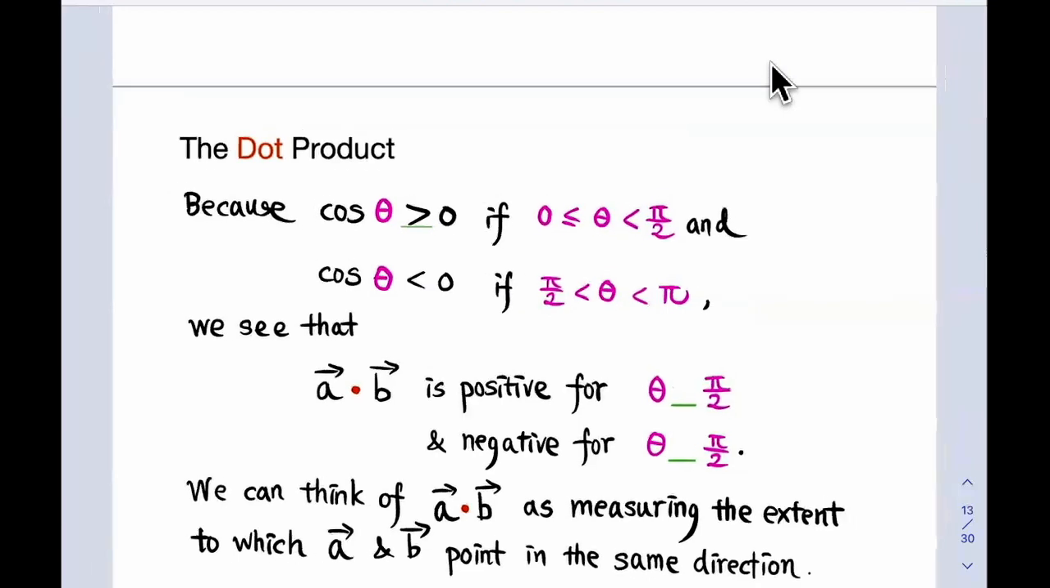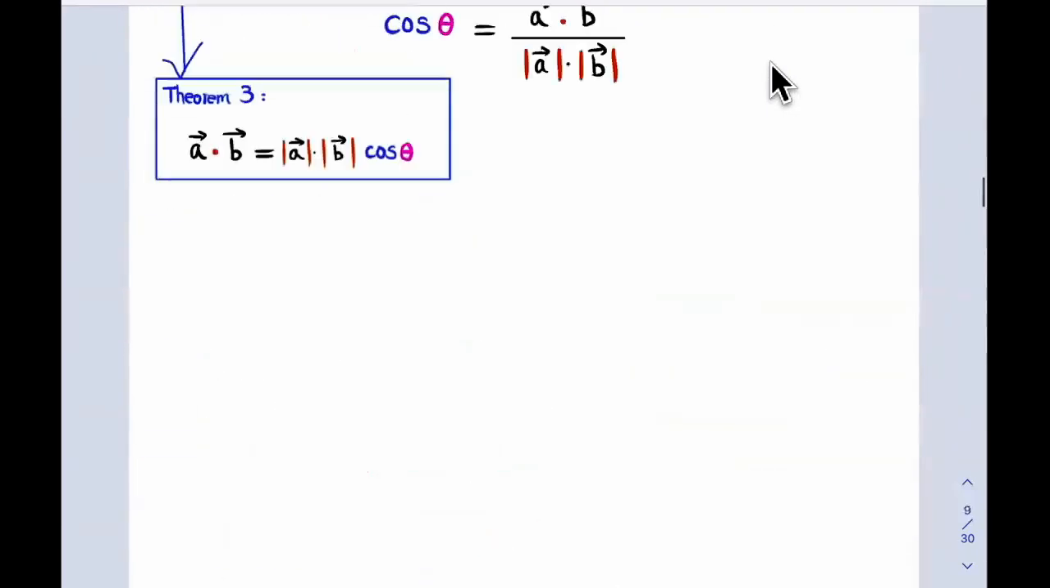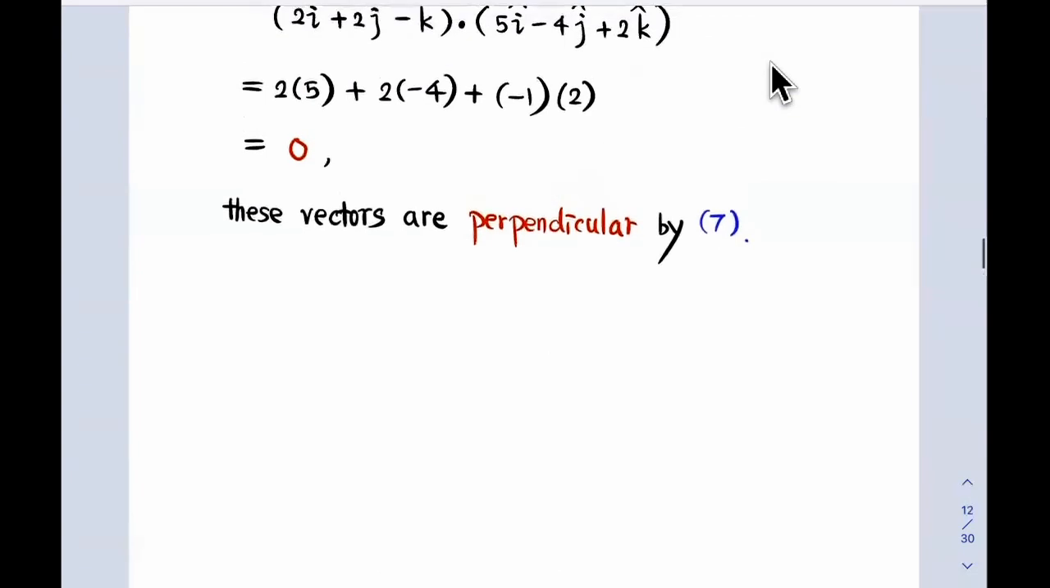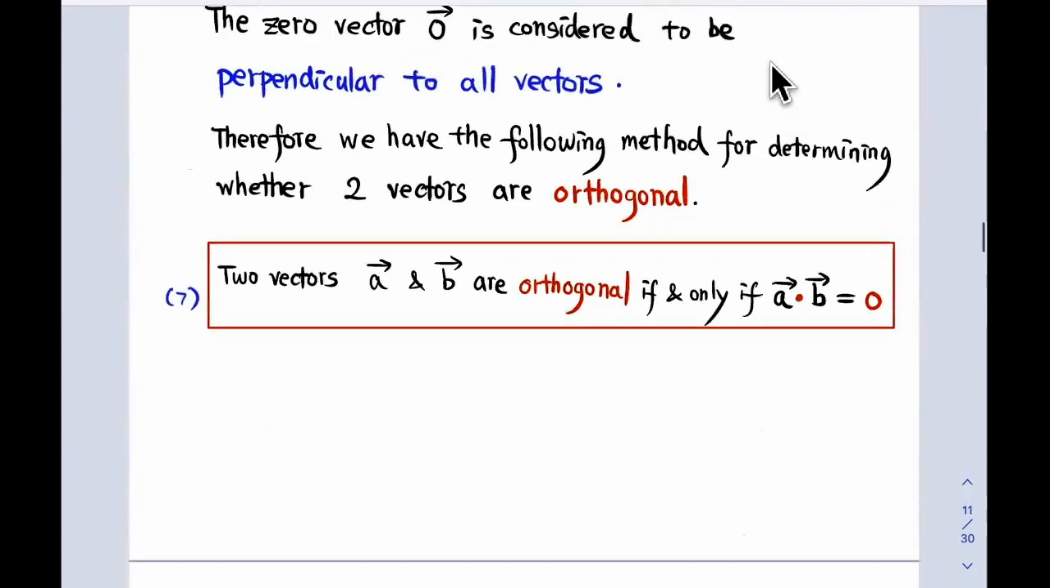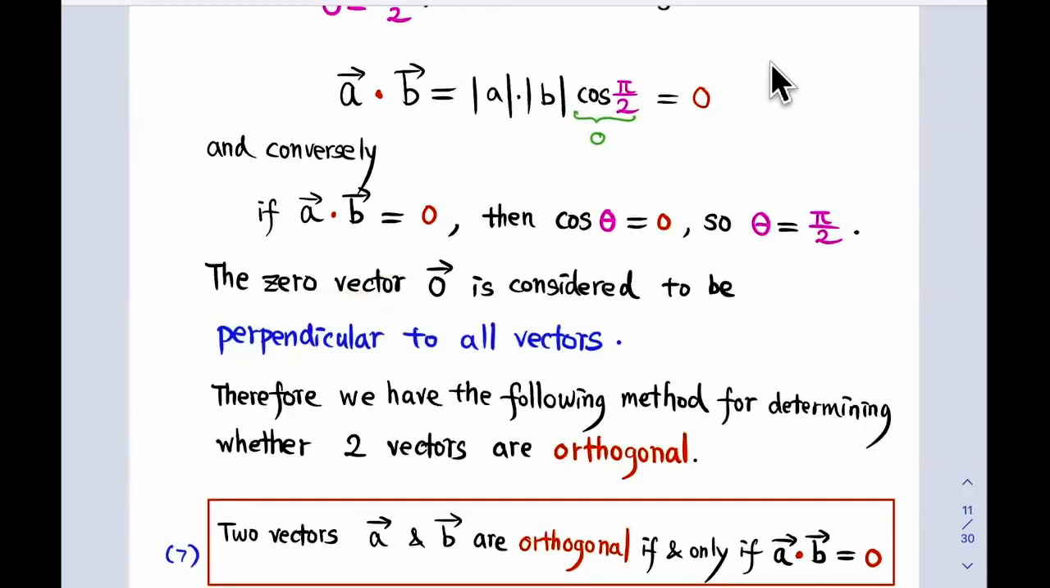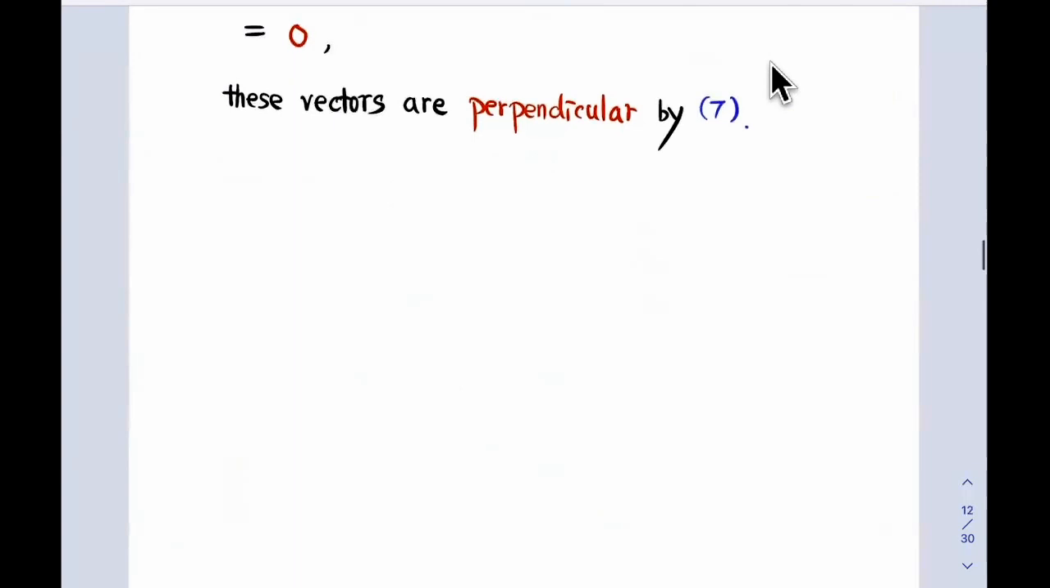Remember we just talked about the dot product, so let me remind you. When cosine theta is positive, then this result will be positive, because the length is always positive, or at least equal to 0. By the way, something I need to bring to your attention: the 0 vector is considered perpendicular, or orthogonal, to all vectors, because if we take the 0 vector and dot it with any other vector, the result is 0. So the 0 vector is kind of special. That's going to be on the quiz.